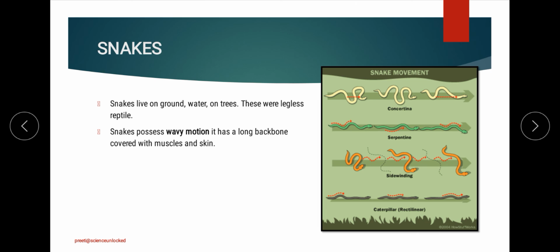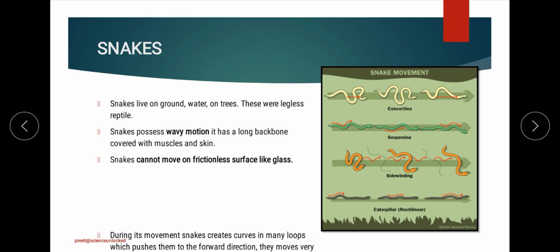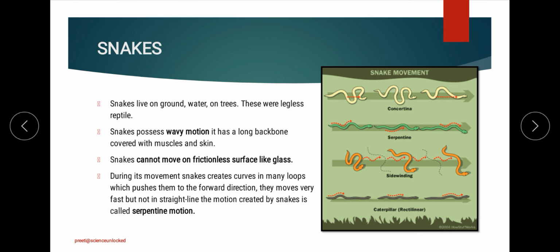So for that, what exactly happens is the snakes show the wavy motion altogether, where they move their backbone and the related muscles in such a manner that they create the wavy motion. And this motion is majorly considered as the serpentine motion, where the snake is showing as if it is going in this kind of direction, that means the zigzag pattern kind of direction, but actually it is moving in the straightward direction altogether.